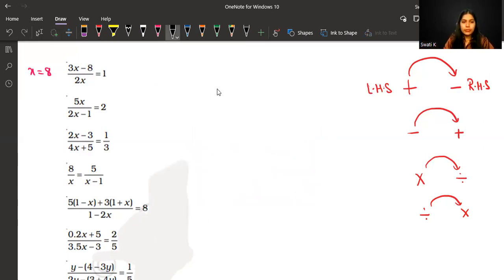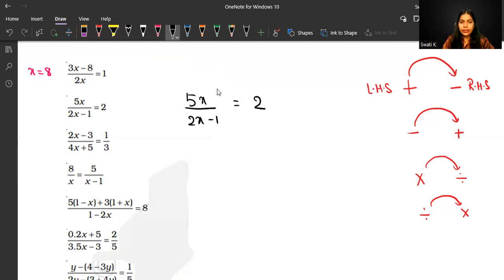So for the second question, we have 5x divided by 2x minus 1 equals 2. So again, I'm repeating this. I'm just solving one question at a time. I'll erase it, so that I'll be very comfortable in solving the question. I don't have to go up and down for the question and for the solution.